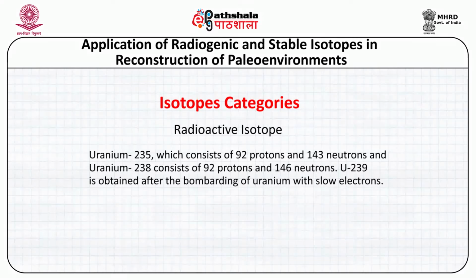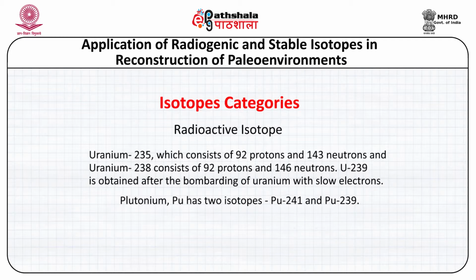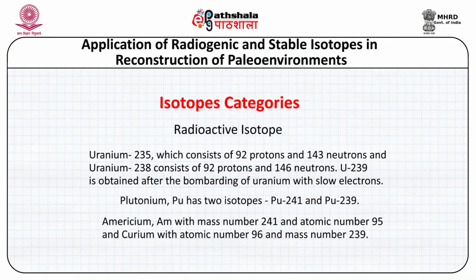Uranium-239 is obtained after bombarding uranium with slow neutrons. The half-life of the radioisotope uranium-239 is 23 minutes, and it disintegrates by emitting beta particles to produce a new element known as neptunium, with mass number 239 and atomic number 93. Another example is plutonium, which has two isotopes, 241 and 239, and they disintegrate to give two important transuranium elements, americium and curium, where americium has mass number 241 and atomic number 95, and curium has atomic number 96 and mass number 239.